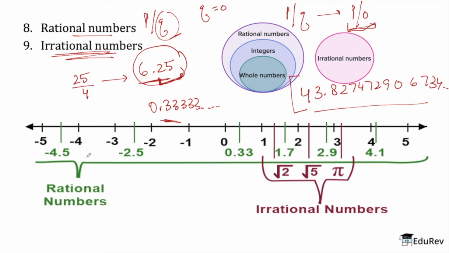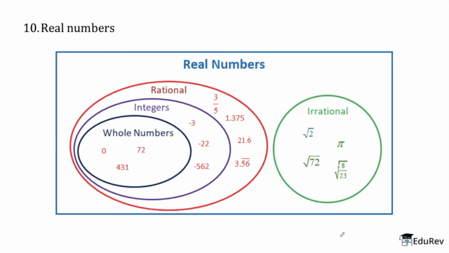Now if you want to plot rational and irrational numbers on the number line, you can see this diagram. All these numbers, minus 4.5, minus 2.5, 0.33, 1.7, 2.9, 4.1, are rational numbers. Why? Because they either terminate or, whenever they are non-terminating, they are repeating. And these numbers, root 2, root 5, pi, do not repeat themselves and are non-terminating. So all these are irrational numbers.